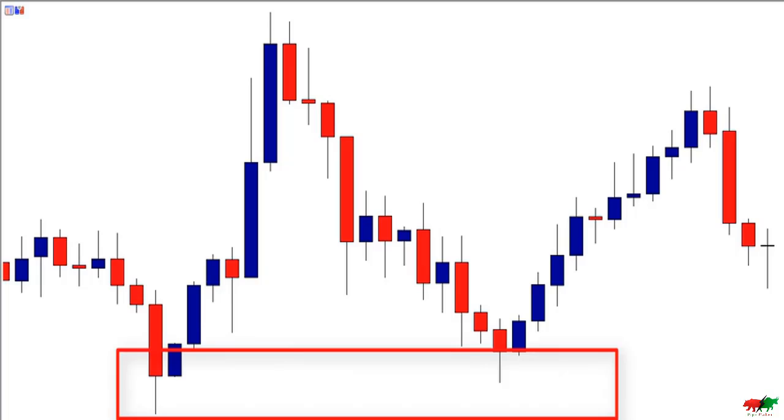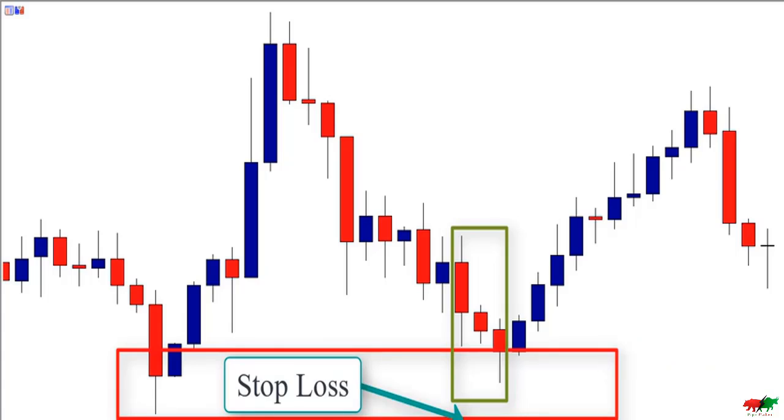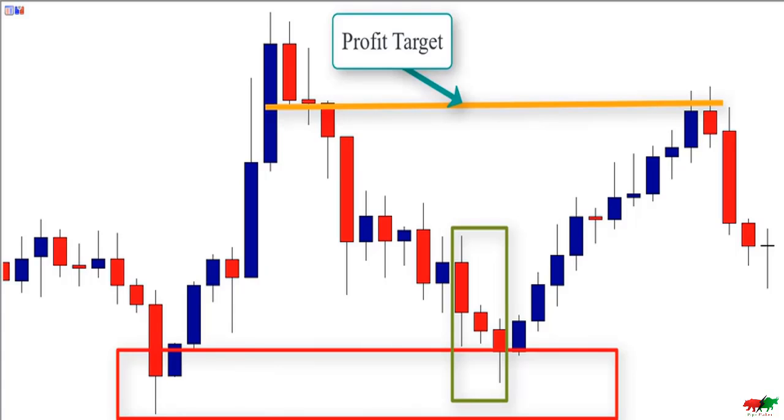When the market returns to test the zone, prices form this inside bar false breakout pattern. So to enter the market, you place a buy order at the close of this pin bar. Stop loss should be placed below the lower shadow or below the distal line. And the profit target is the next demand zone.